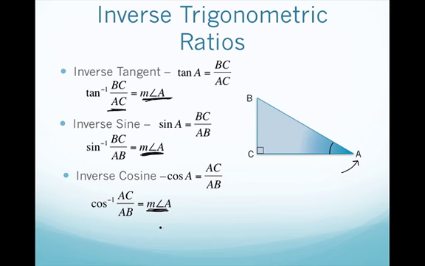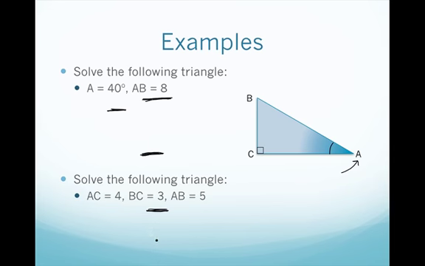So with that, now we're going to go into some examples. Let's go ahead and clear off those marks. Now we're going to learn how to actually solve the triangles. So in our first example, we've got angle A is 40 degrees. Let's go ahead and mark that. And we know side length AB is 8. So we need to solve for everything else. We need to find BC, we need to find AC, and we need to find angle B.